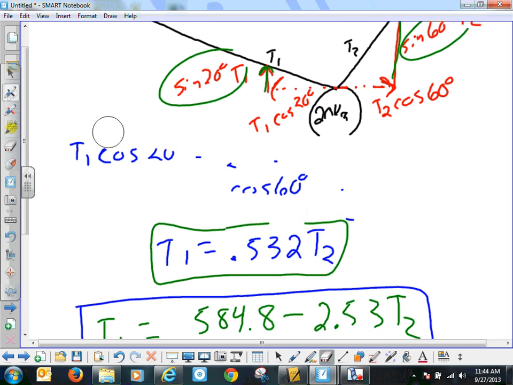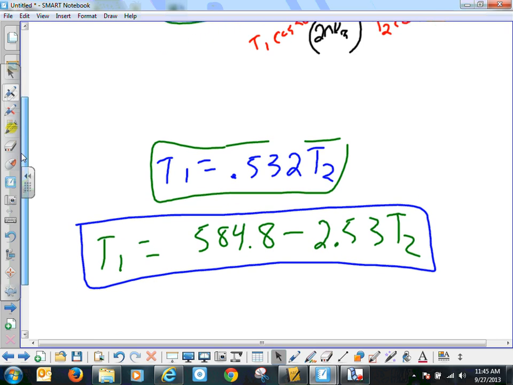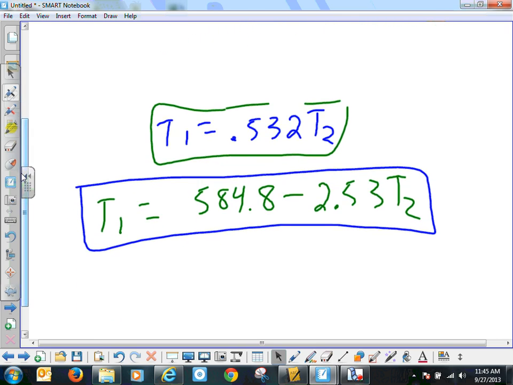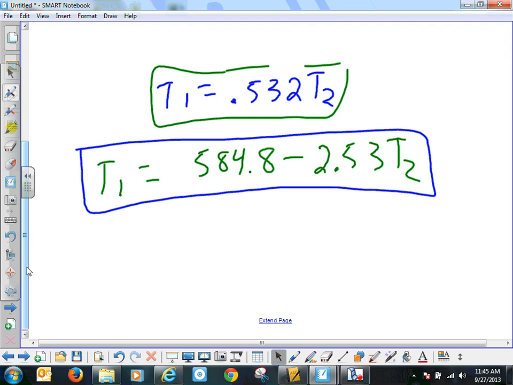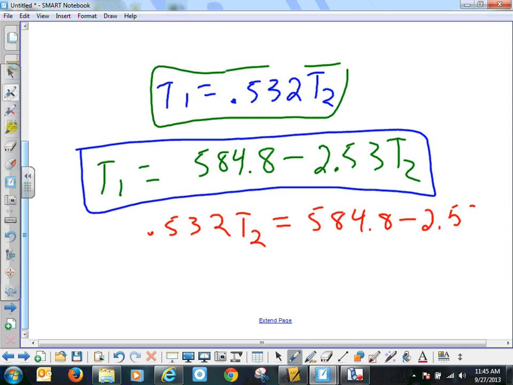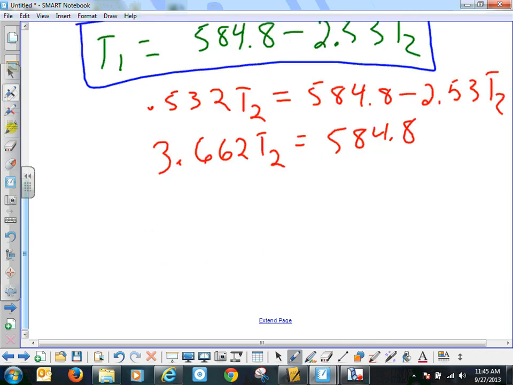And you guys have done substitution before quite a bit, I'm sure, right? So that's all it is. So you could just set these two equal to each other, the way we have it written. So 0.532 T2 equals 584.8 minus 2.53 T2. Get those all over on the same side. 3.662 T2 equals 584.8. Divide both sides by 3.662.